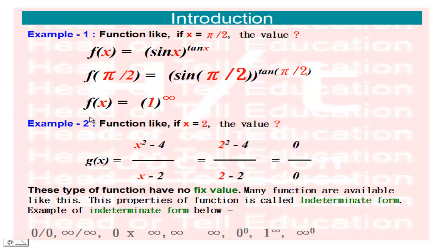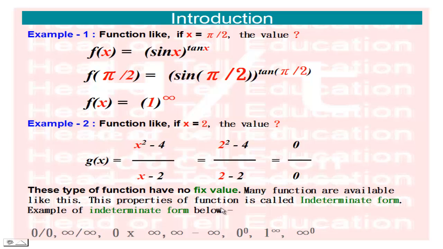Now example 2. A function like g(x) equal to (x square minus 4) divided by (x minus 2). If we put the value x equal to 2, we get (2 square minus 4) divided by (2 minus 2), so the result is 0 divided by 0. So in both functions we have no fixed value. These types of functions have no fixed value.